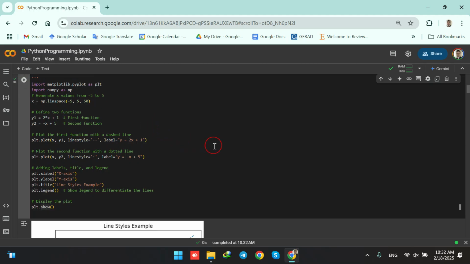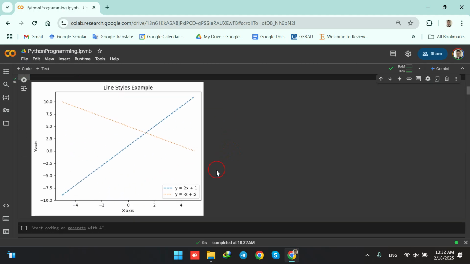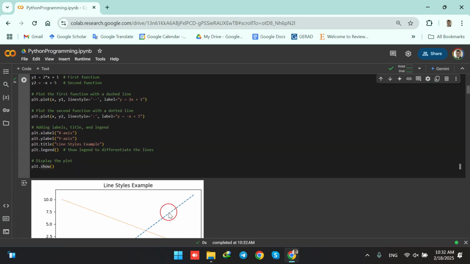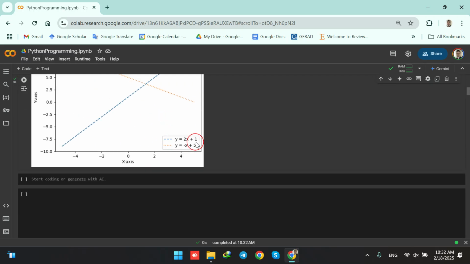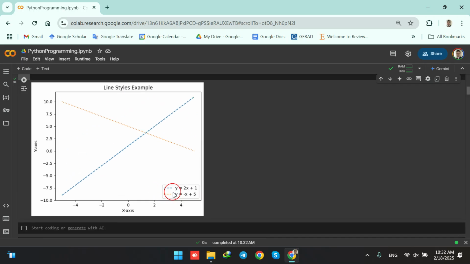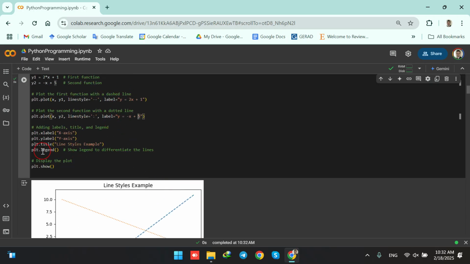So when I run this code, we see here is our plot. First of all, this is the legend for the labeled lines. So here we had the labels y equals 2x plus 1 and y equals minus x plus 5. So these are the labels that we defined, but we are going to show them using the legend function.